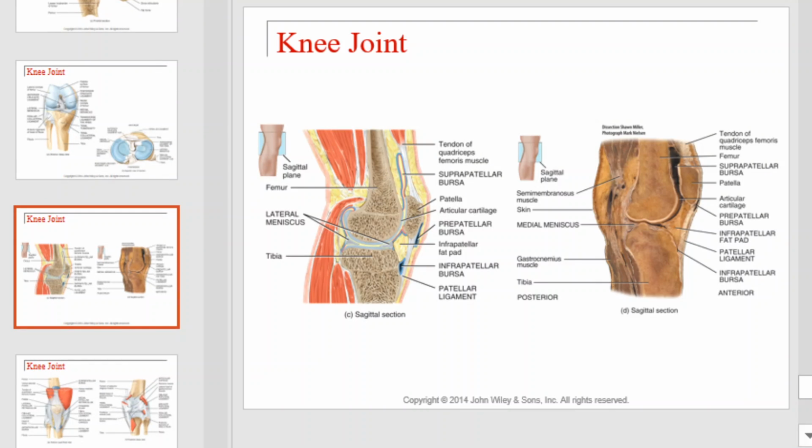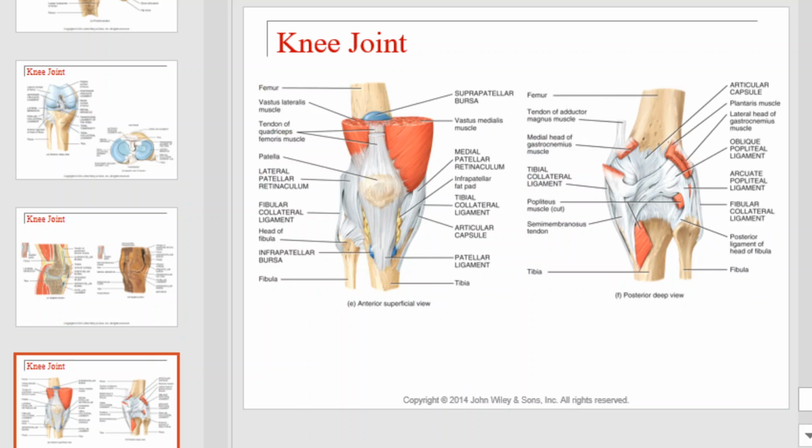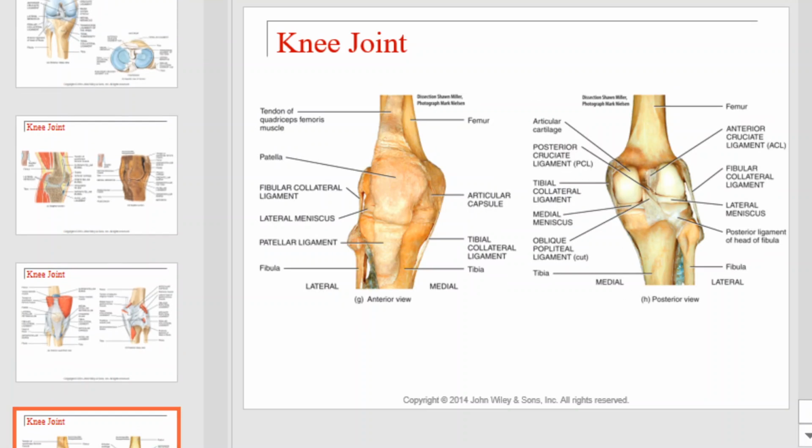Here's a sagittal section of the knee joint. This is the anterior superficial view and posterior deep view of the knee joint. And finally, cadaver sections of the knee joint, both in anterior and posterior view. And this concludes our overview of the articulations of the skeleton.